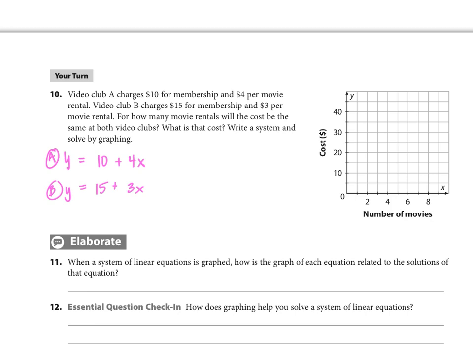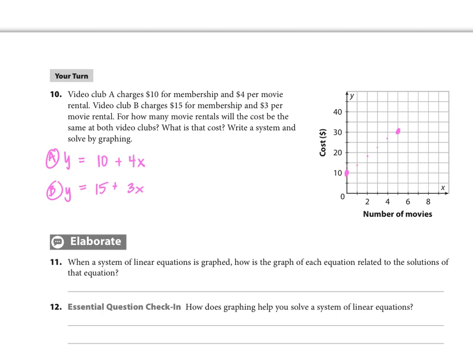So I'm going to start at $10 for Video Club A, and then it's $4 for every movie rental. This one's a little hard to figure out, because one movie rental is going to be $14, 2 is going to be $18, 3 is going to be $22, and then 4 is $26, and 5 is an extra $4 after that, so it's $30. So this is my first truly nice point on the graph.